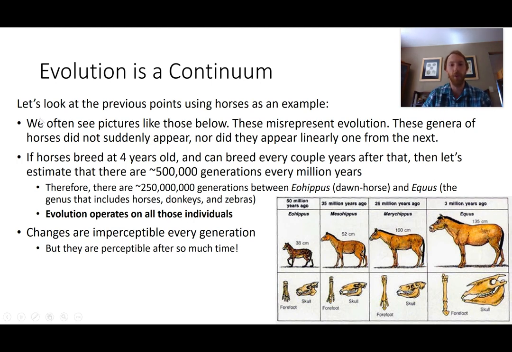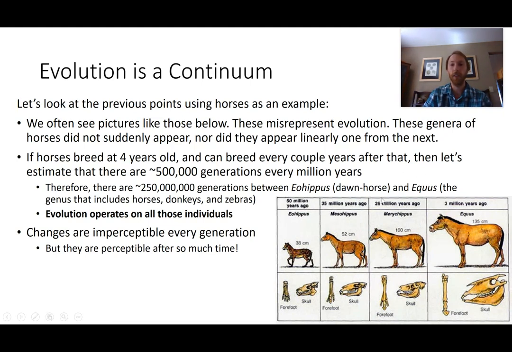So if we look at those previous points with horses, when you see the pictures like this, just know that that is a misrepresentation. Yes, this does represent 4 different genera of horses. It shows how their skulls have changed over time, their legs have changed over time, and their body size has changed over time. But this does not show all of those links in those 50 million years of every generation. In fact, if horses breed when they're 4 years old, and they can have a new colt every couple years, then we can do some math and have a very rough estimation that there's maybe 500,000 generations of horses every million years.